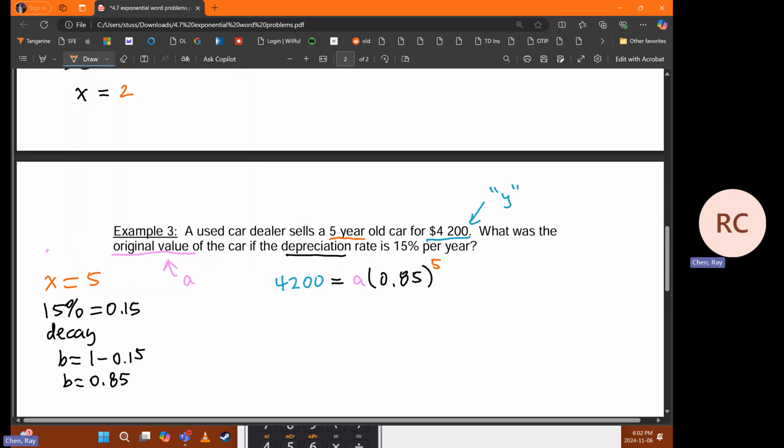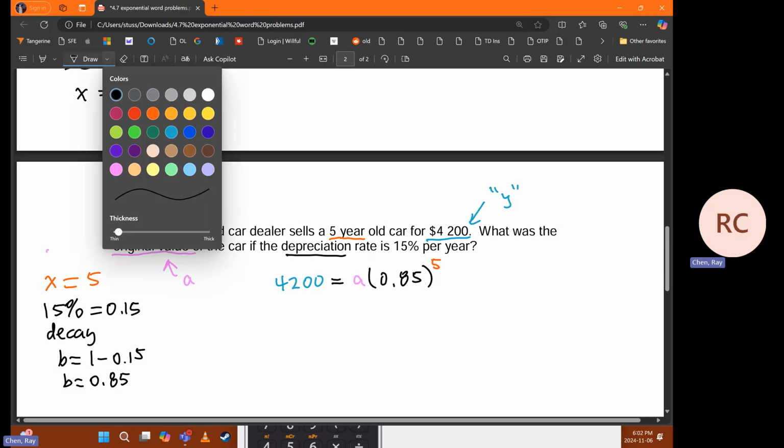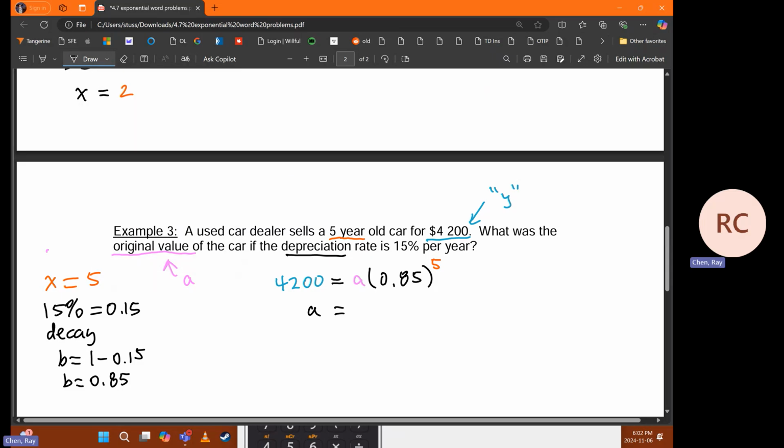Using some rearranging, a lot of you realize I can actually just change this up. The A value is going to be 4,200 divided by 0.85 to the 5. So this is just a manipulation of the formulas. And a lot of you understand this because the opposite of multiplication is division.